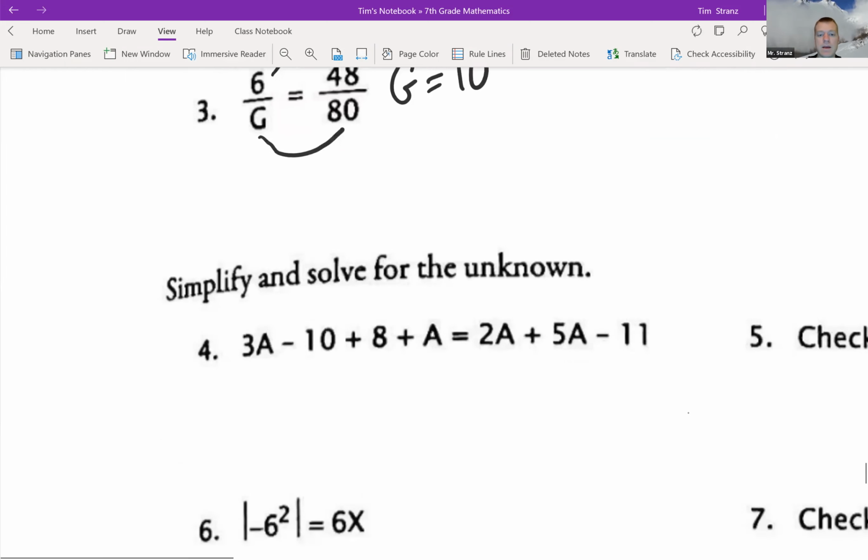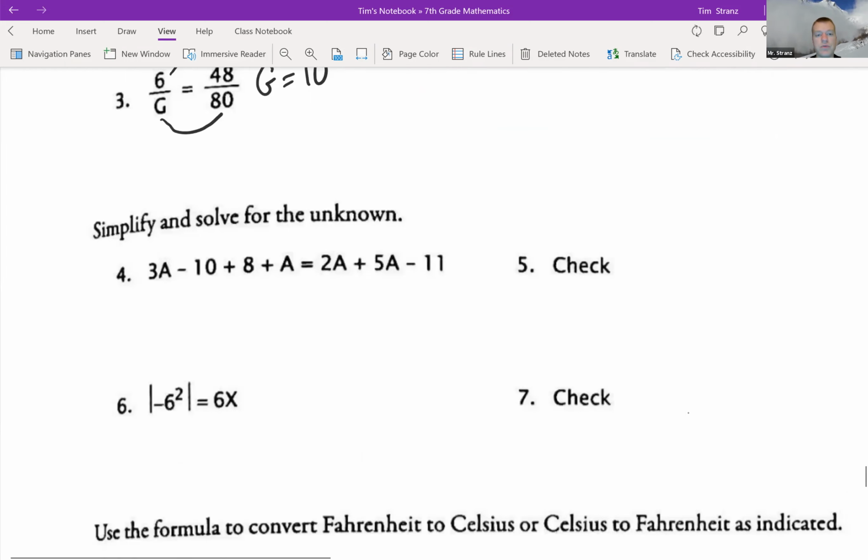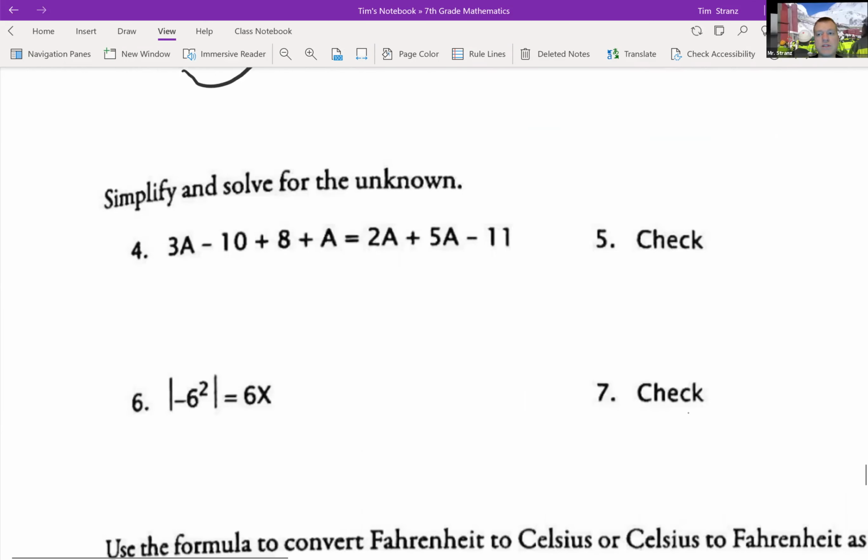All right, let's look at number 4. Simplify and solve for the unknown. Okay, so I'm going to start on the left side.